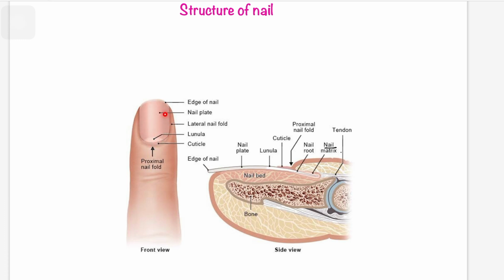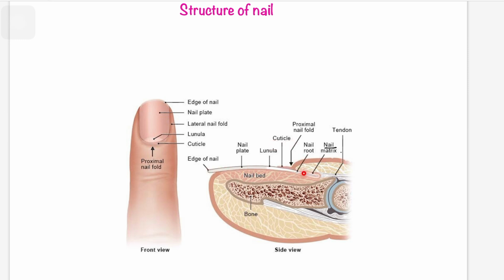This nail plate rests on the nail bed, which is seen underneath the nail plate, and it is held on to the skin by the nail folds. The area in the proximal part of the nail is the proximal nail fold, and the lateral areas are the lateral nail folds. There is a thin structure which holds the nail plate to the proximal nail fold. This structure is called the cuticle.